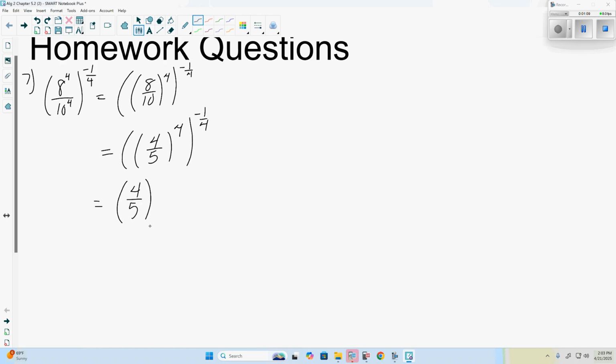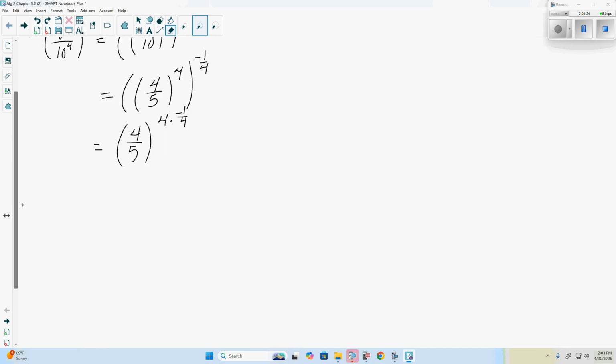Now, powers of powers multiply, yes? So 4 times negative 1/4 is what we're looking at. Well, 4 times negative 1/4 is, well, negative 1.